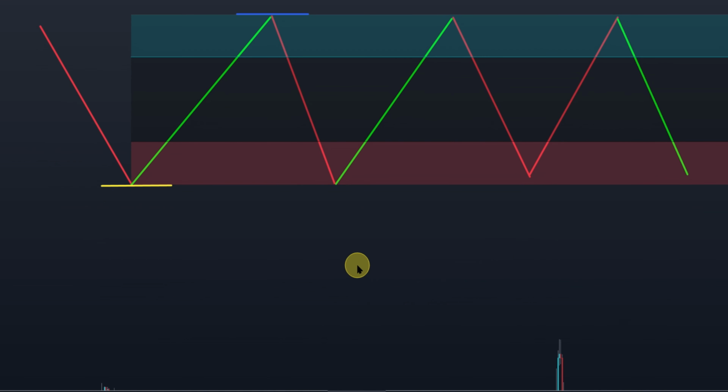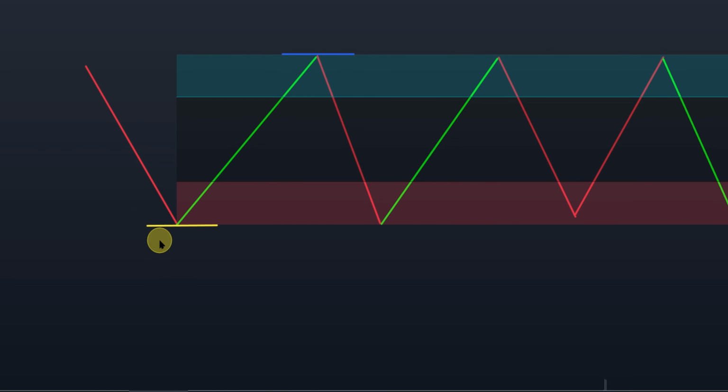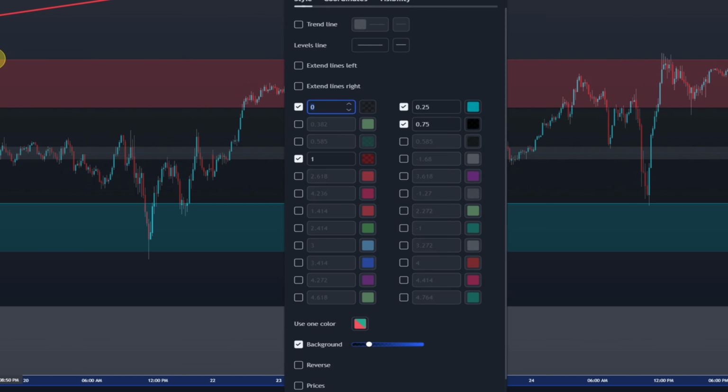So how to identify external range liquidity, so you can draw out your range. Let me show you the settings I have set up here. So we have the first one being 0, which is gray.